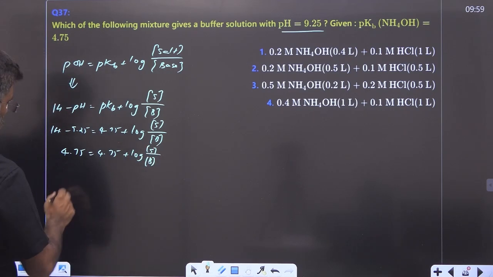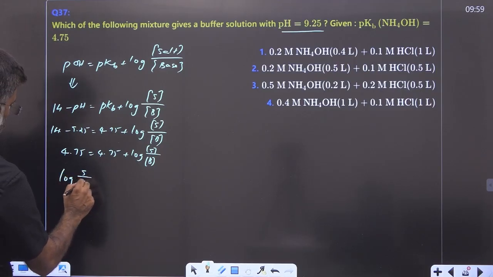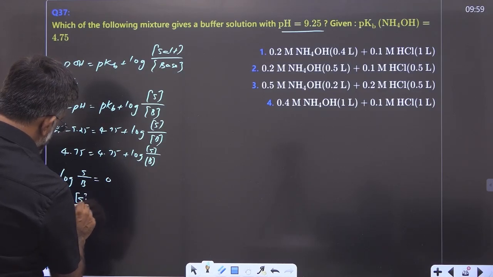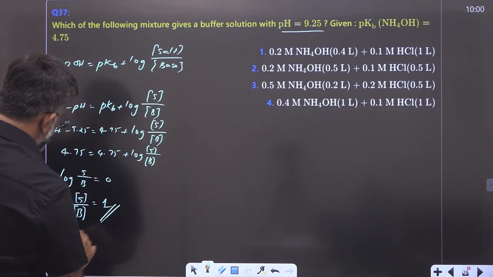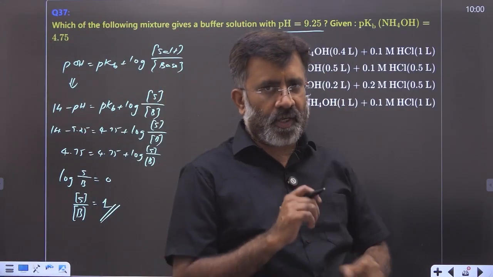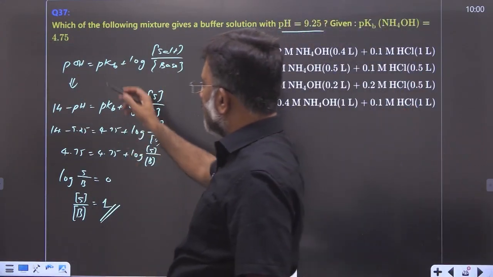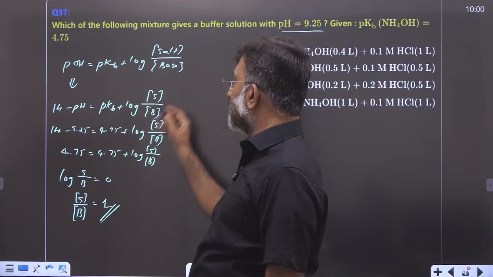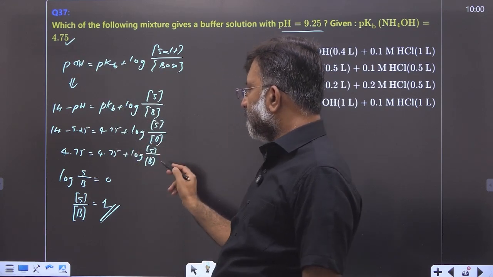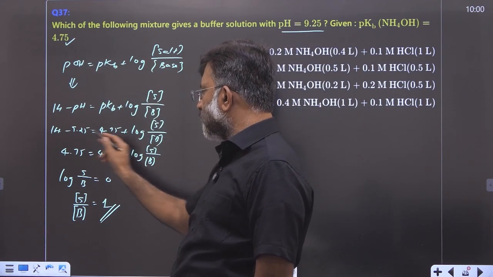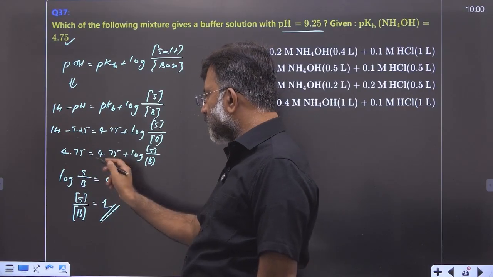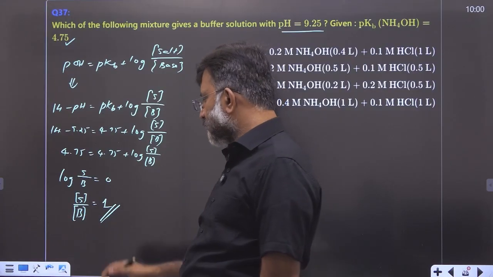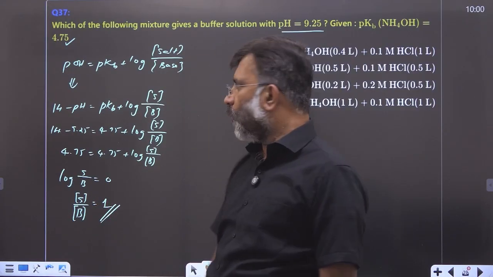So the matter is very simple. Log salt by base equal to 0. That is salt by base equal to 1, isn't it? So pH given 9.25, therefore pOH will be 14 minus pH, you get 4.75. That is equal to pKb given in the question, 4.75. So that means log salt by base is equal to 0. Log of any value being 0 means that value will be 1. So it is salt by base equal to 1.